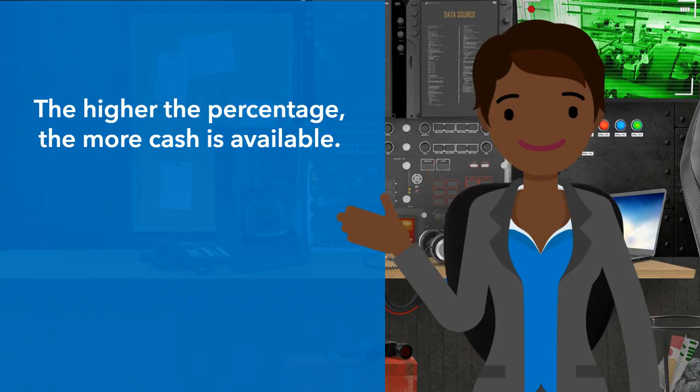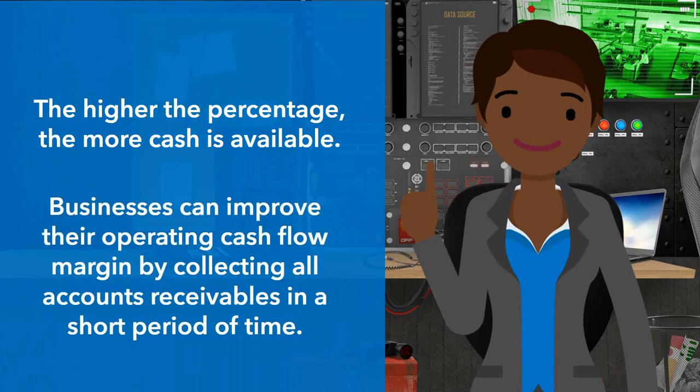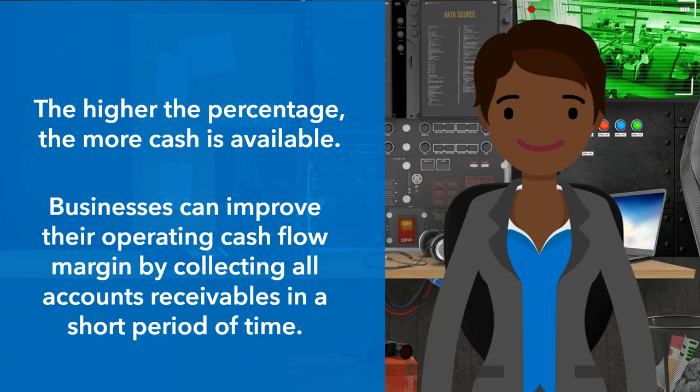A negative operating cash flow margin is an indication that the company is not making any profit but rather losing money. One way a company can improve operating cash flow margin is to collect all accounts receivable in a short period of time. Though this might be tricky as there's a risk of losing customers. A company can also put in incentives for customers to pay on time.